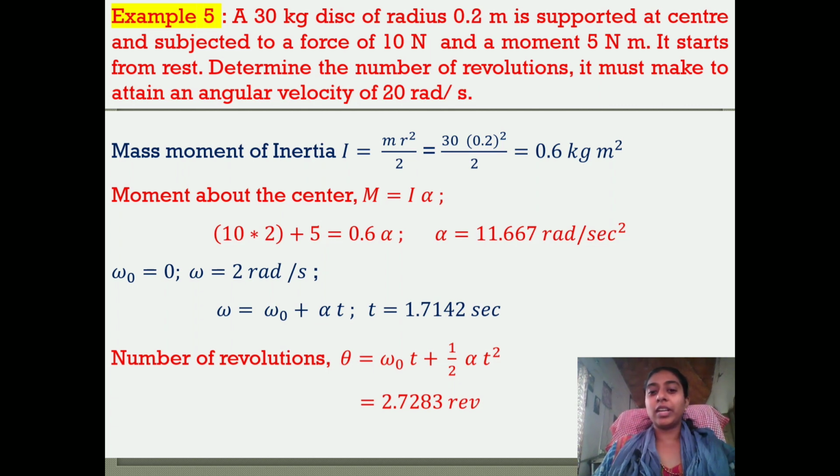Now we know s is equal to ut plus half at square. Here it is rotation, so theta is equal to omega naught t plus half alpha t square. So the number of revolutions, that is angular displacement theta, is 2.7283 revolutions. We will go for the next problem.